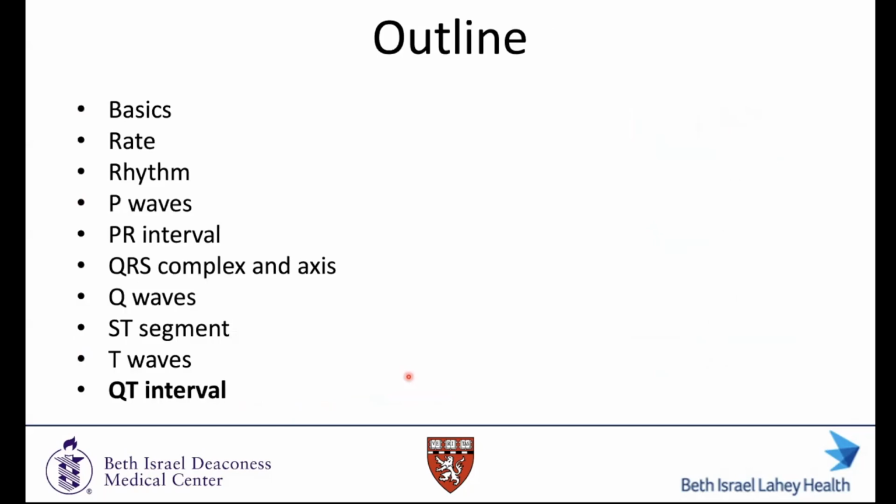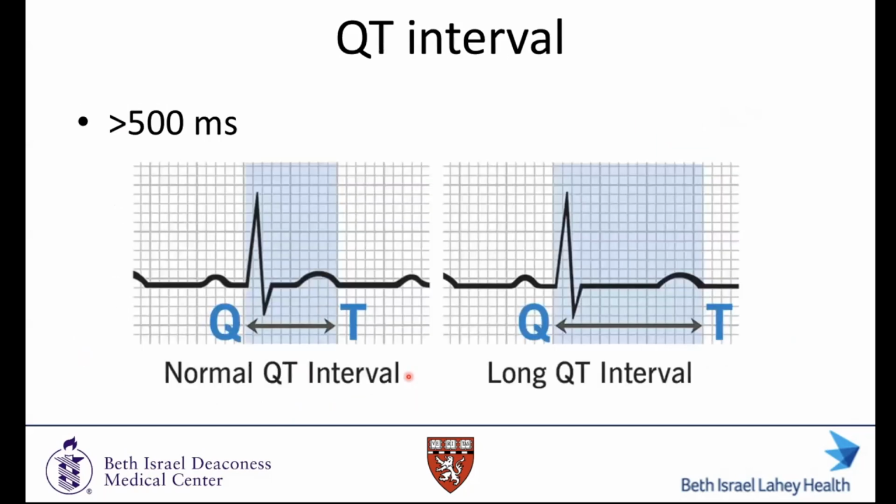And lastly, we're going to talk about the QT interval. So for our QT interval, we're measuring from the start of the QRS to the end of your T wave. Greater than 500 milliseconds is consistent with a long QT interval. And this can predispose you to bradycardias and other arrhythmias. So it's important to identify.